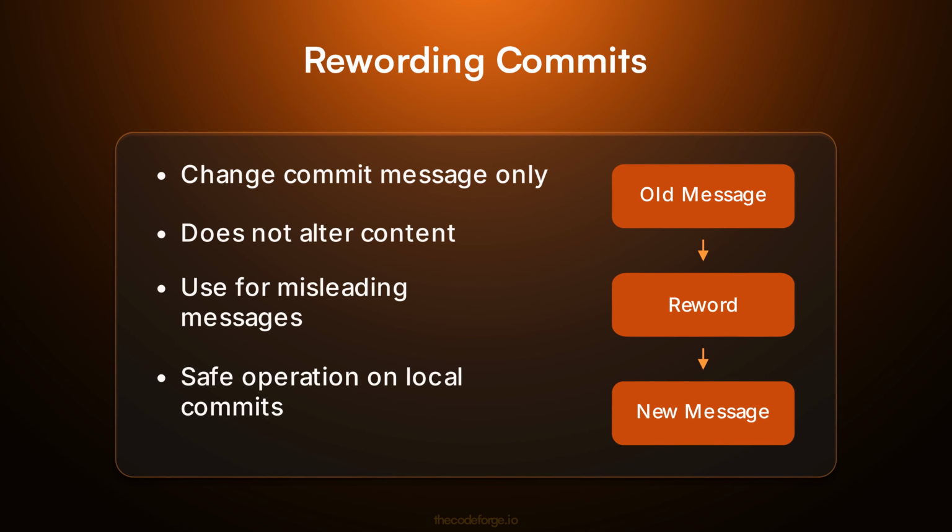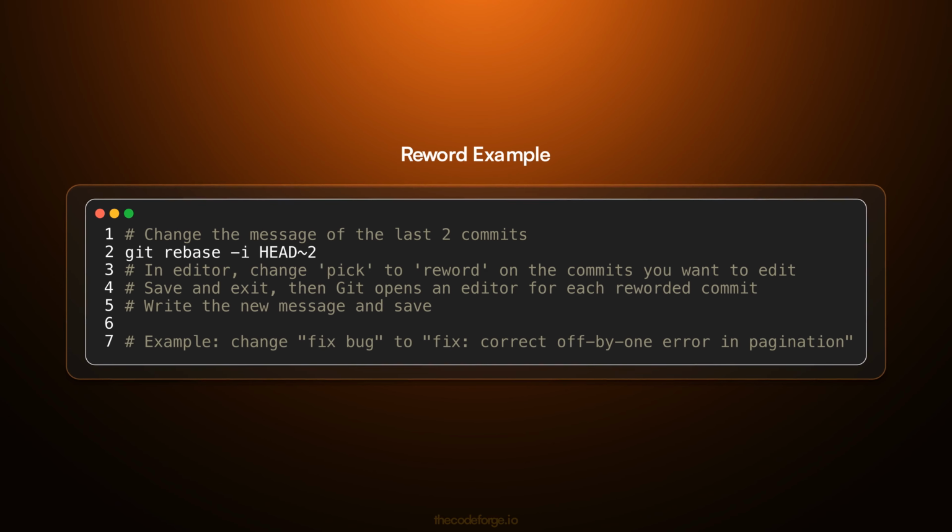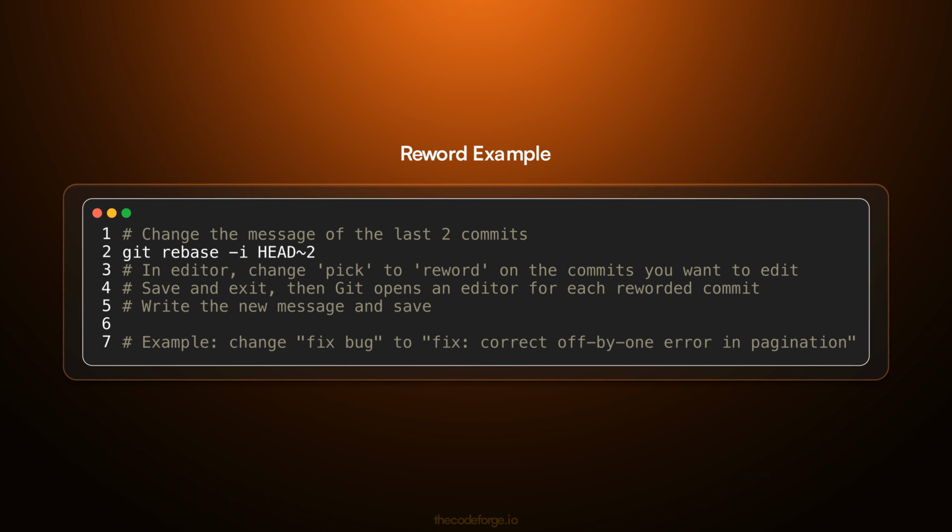Rewording lets you change the message of any commit without altering its content. Use it when you realize a message is misleading or when you want to follow a convention. Here's how to reword commits. Change pick to reword on the commits you want to edit, then write the new message when prompted.